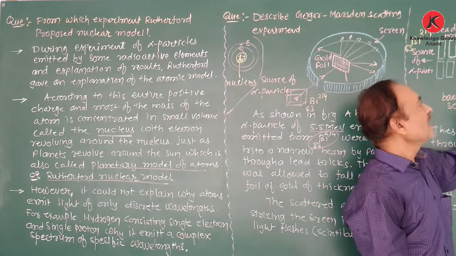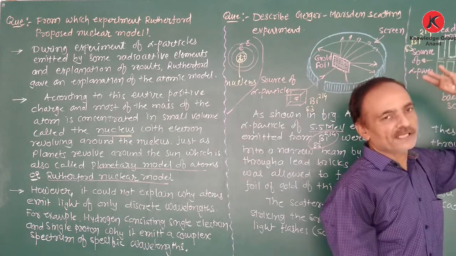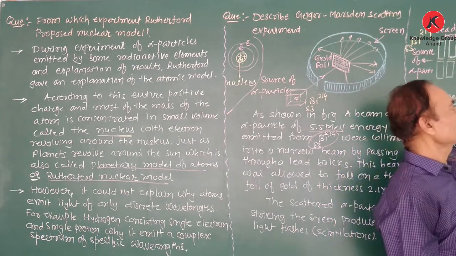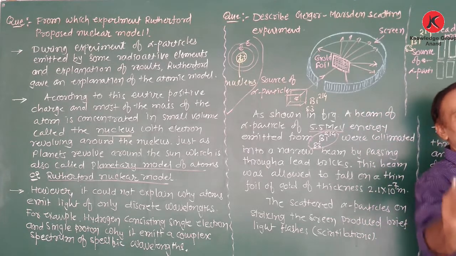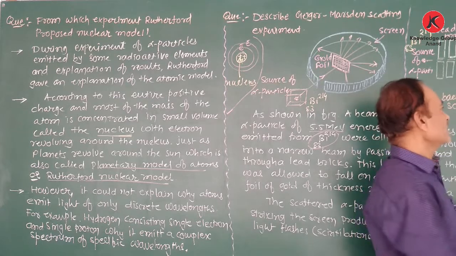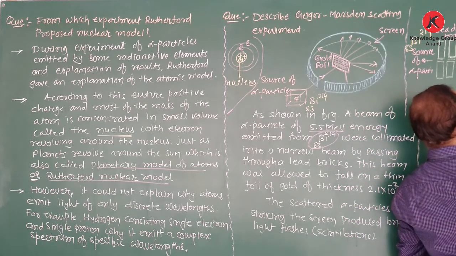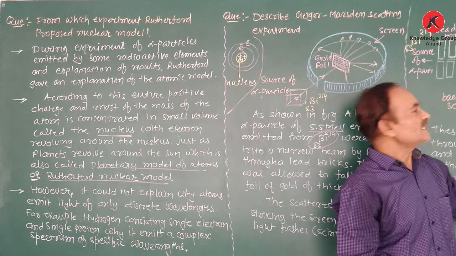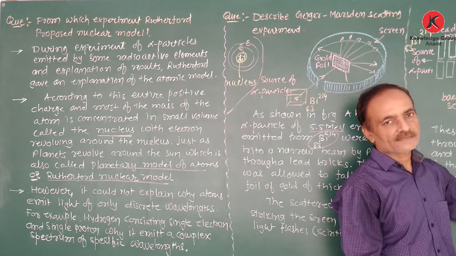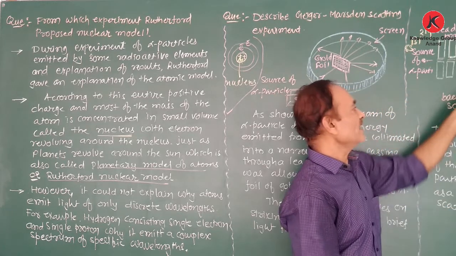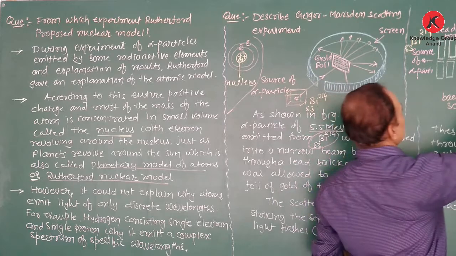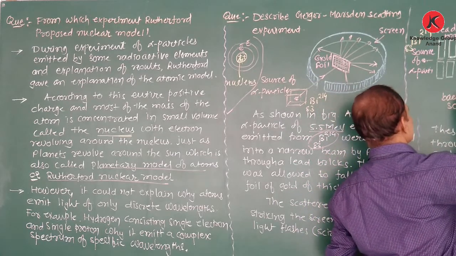What happens after the incidence on the thin film? Some alpha particles are scattered or travel in this direction; they are scattered at a small angle. Some alpha particles are obtained in this direction; these are scattered at a large angle of scattering. And some are scattered in the back direction. After the incidence, they are scattered in this direction.